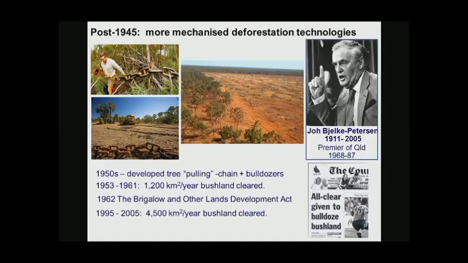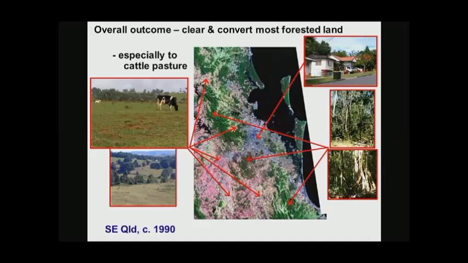So the net outcome, of course, of all that, early clearing and then mechanised clearing post-war, has been a large-scale conversion of the landscape. In this satellite image of southeast Queensland, the green bits are the remaining forest. It's only about 1/3 of the landscape. Most of the land is actually cattle pasture.